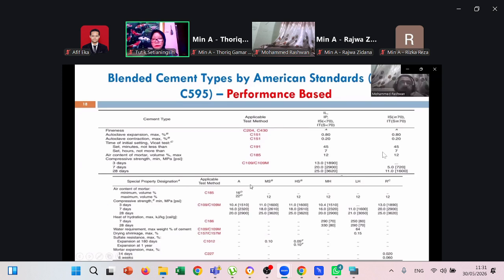Also for special properties like air entrained admixtures, like MS, mainly moderate sulfate resistant, and HS, high sulfate resistant, and so on. We should check all these parameters to specify whether this type of cement satisfies the requirement or not.